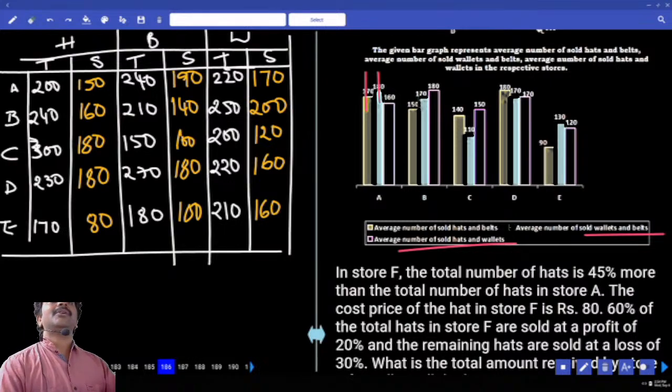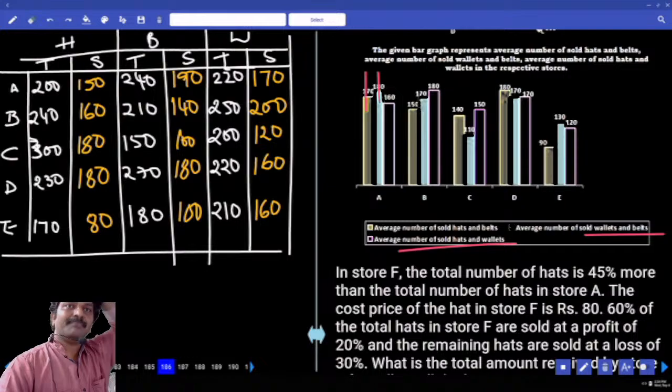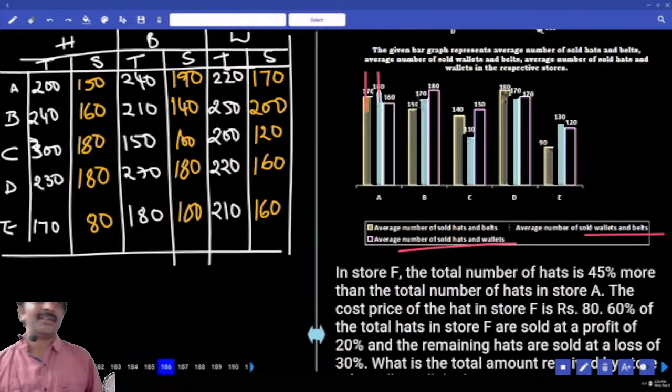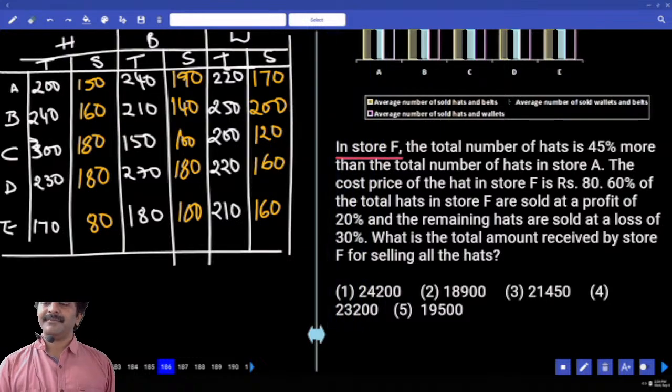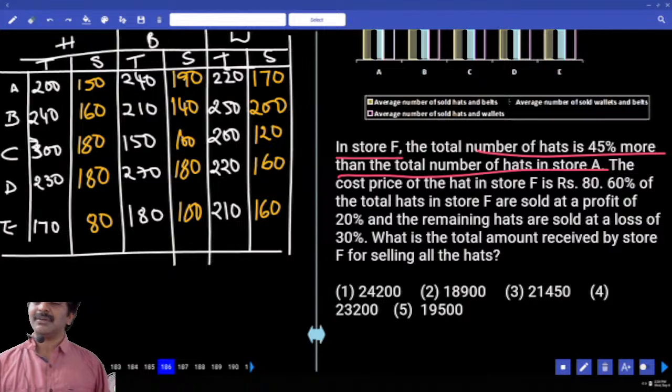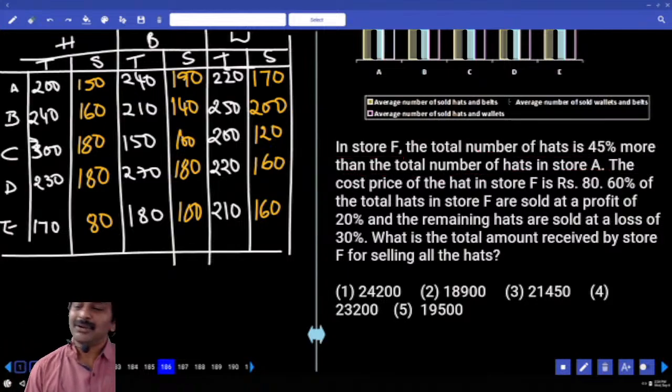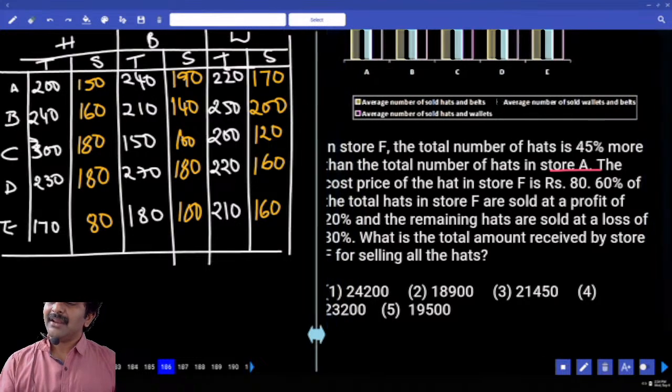So now we have total number of hats, wallets, and belts sold. At the same time total number also. Total number and sold items are there, correct? Right. Now we can start. In store F, total number of hats is 45% more than total number of hats in store A. Are they talking about sold items or total? Total.